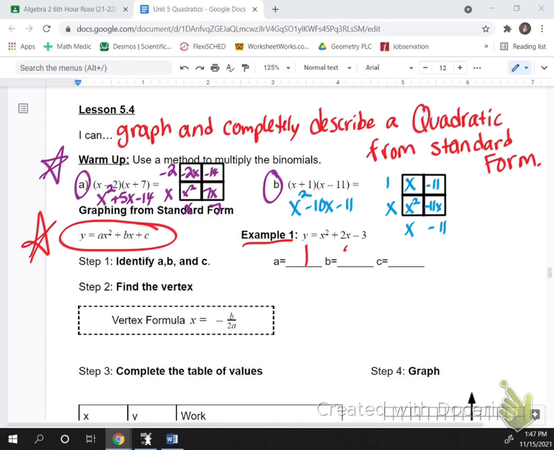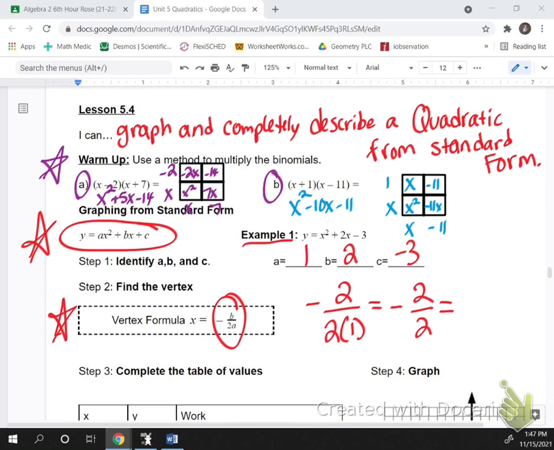And then B is, and C is, oh great, oh look, you have another formula, vertex formula. This is the formula to find the x value of our vertex. Before we complete the table, I need to find my vertex. So I take the opposite of B over 2 times A. So opposite of my B all over 2 times my A. 2 times 1, 2. 2 divided by 2. It's going to be -1. Why? Because the formula says there's an opposite or a negative out front.